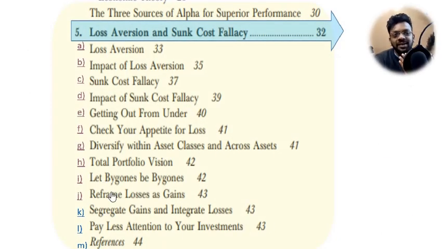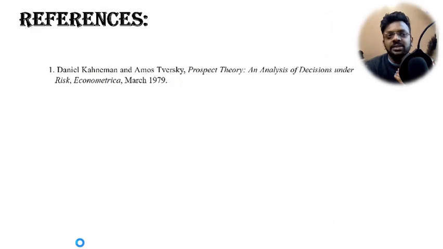So these are the different advices which Parag Parikh gives in this chapter, and these are the references which he used to frame this chapter. And fear and greed are two sides of the same coin. We have seen how fear affects us when we are faced with losses, right?